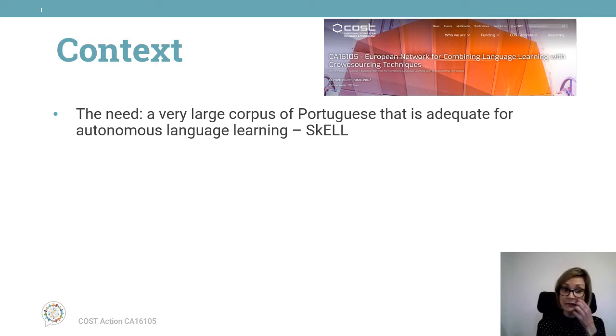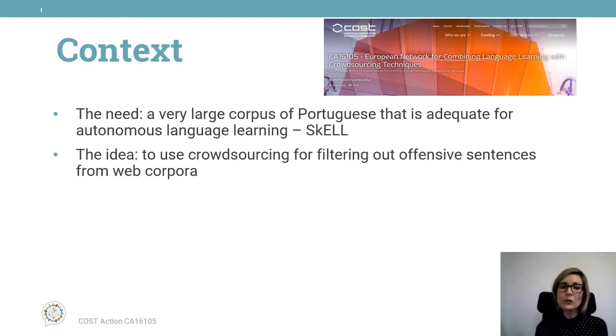Another alternative is to manually clean the corpus, but we all know that this is extremely time-consuming and consequently expensive. So what I thought was, why not use crowdsourcing for filtering out offensive sentences from web corpora? Why not get help from the crowd? And I shared this idea in this workshop and later on at another event of this cost action, the CrowdFest. And my colleagues got interested and joined me in this project.